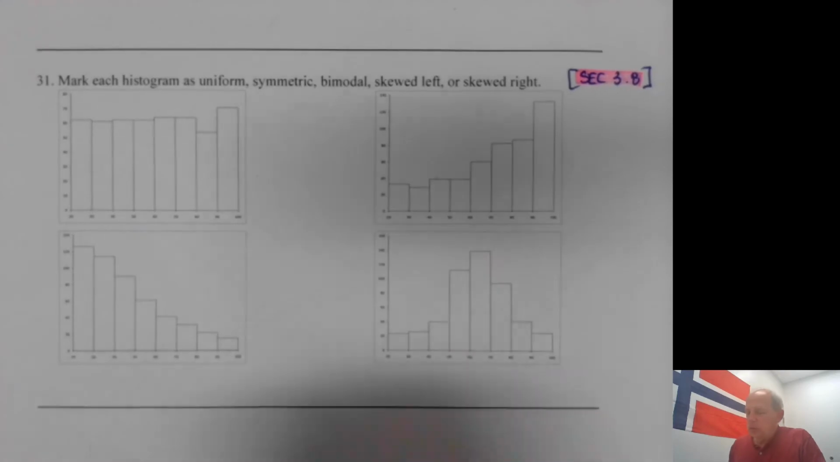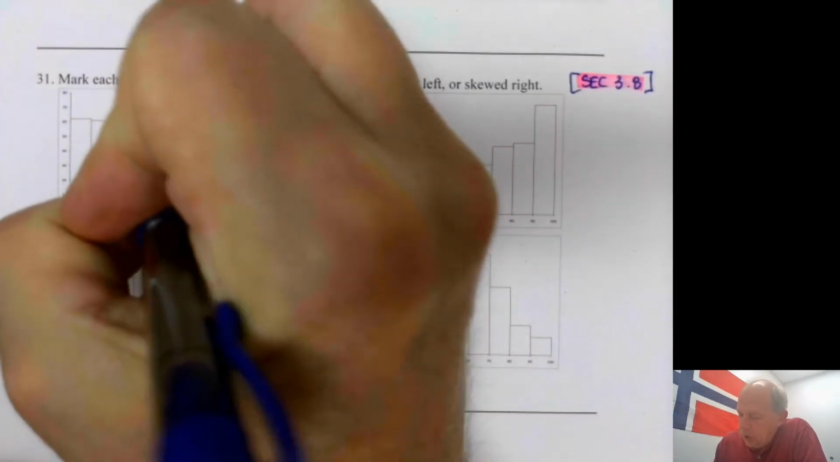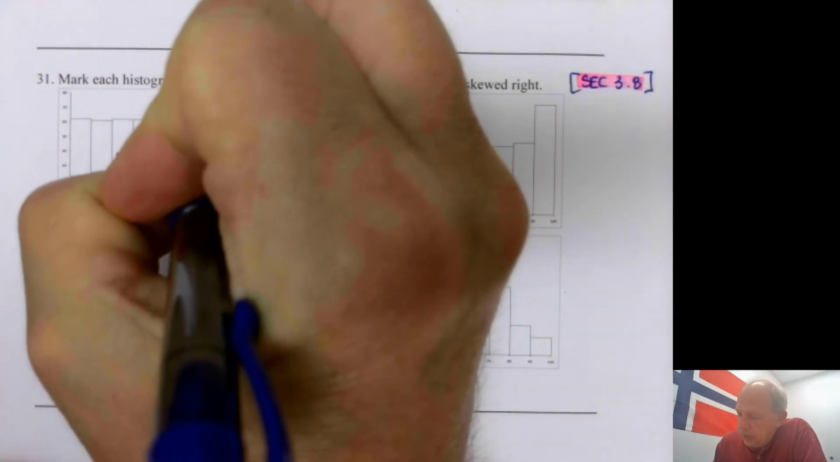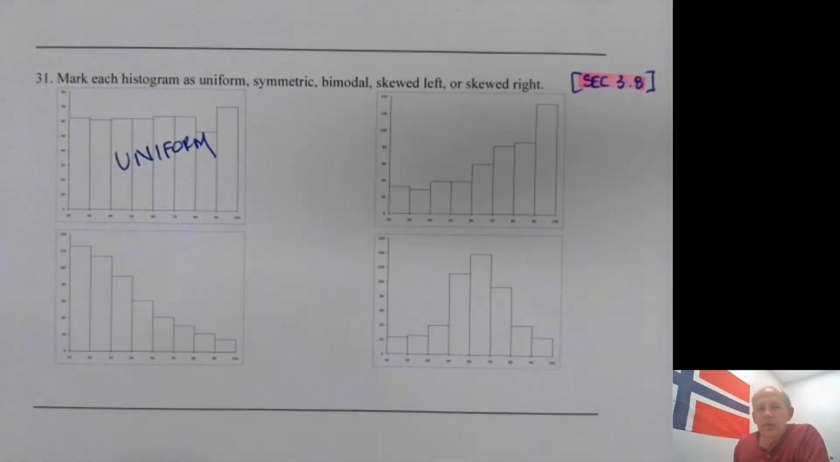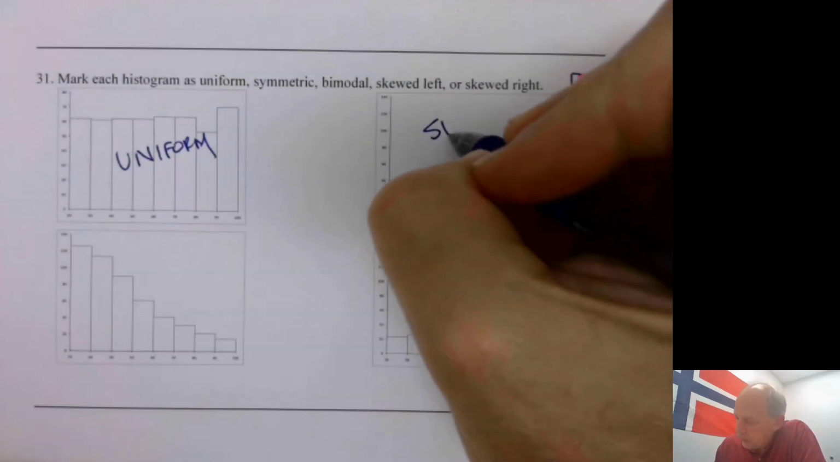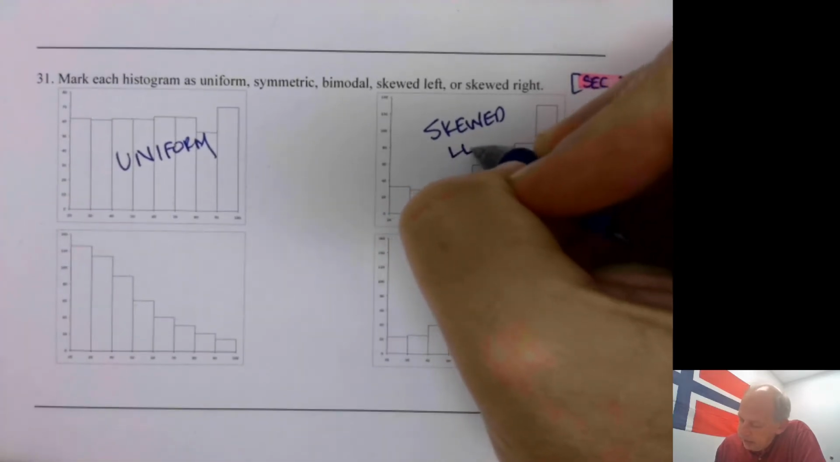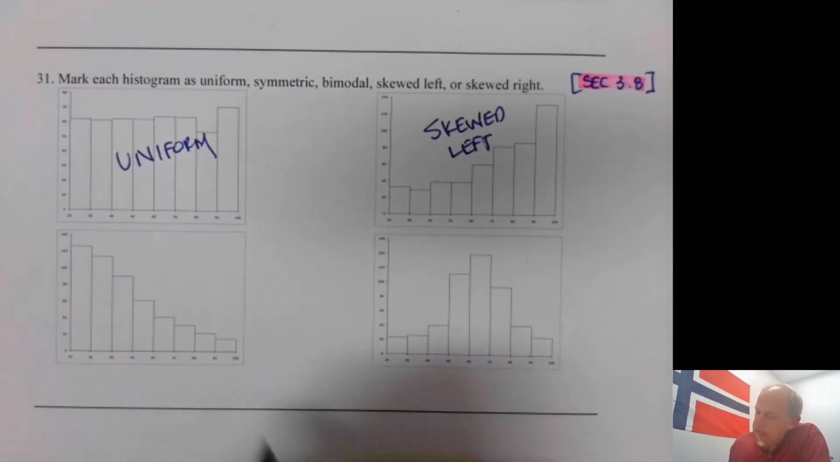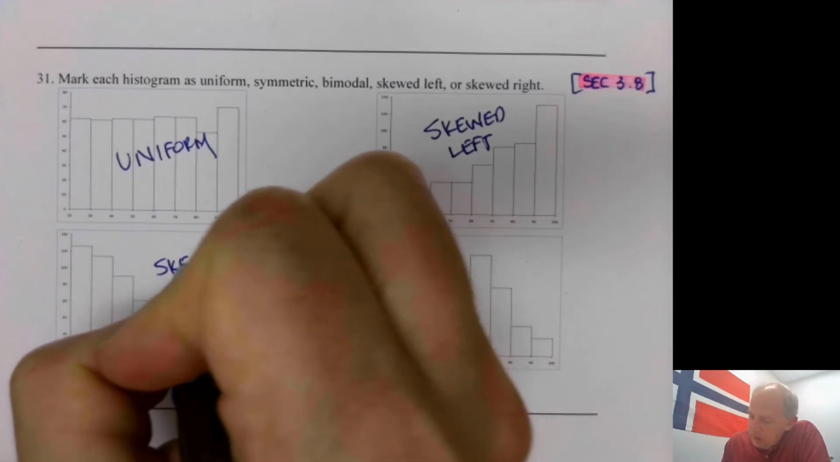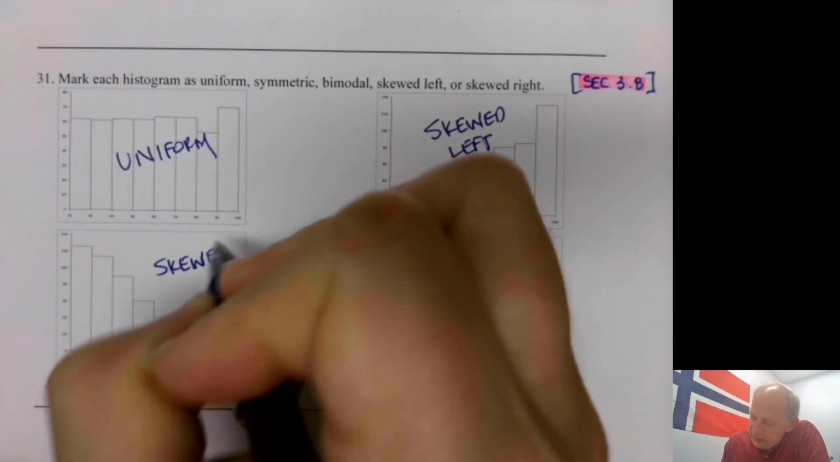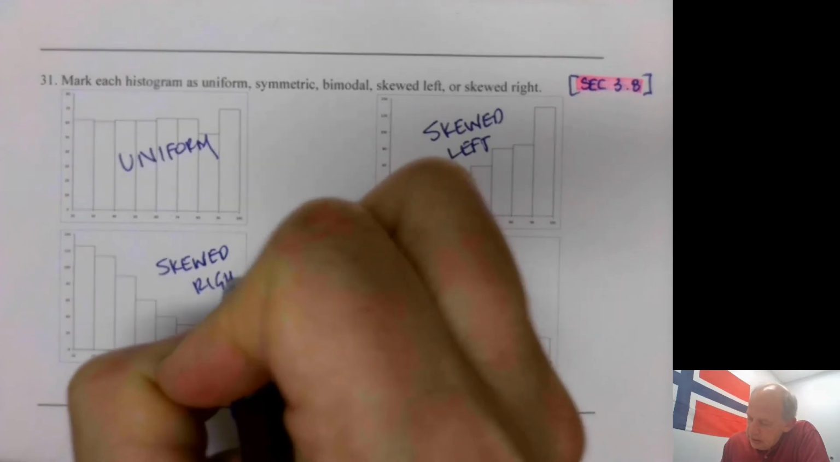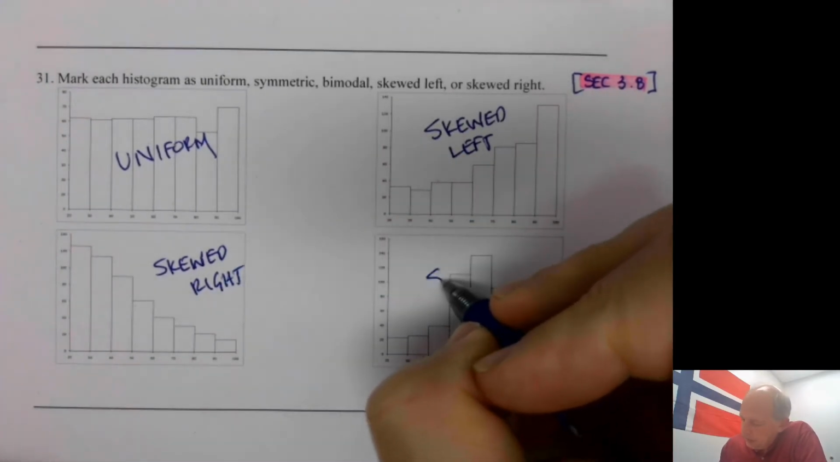The shape of each one of these histograms. When all of the bars are about the same, that would be a uniform histogram. When the bars step down towards the left, this is skewed to the left. When the bars step down to the right, this is skewed right.